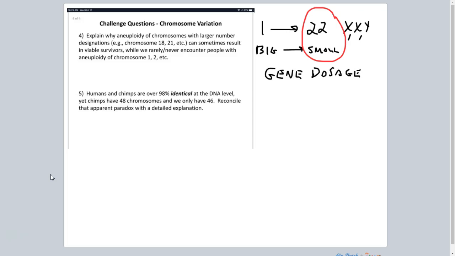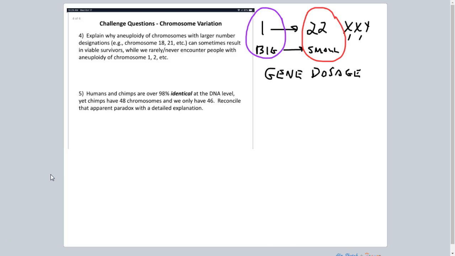Now granted, there are some disorders, there are some issues with those individuals, but for the most part, we see viability because the number of genes whose dosage is impacted is relatively small. Once we get to the lower number chromosomes, which are bigger, we're affecting the dosage of that many more genes. Too many genes, in fact, to see viability. Because the larger chromosomes with the smaller number designations have more genes on them, more and more gene dosages are impacted by trisomy or monosomy, and for that reason we don't see viability in those individuals.